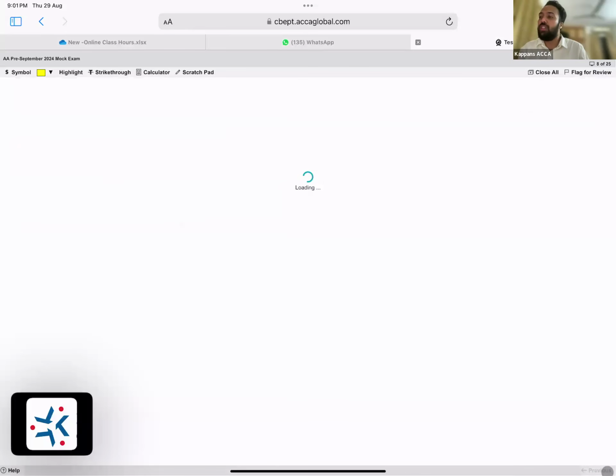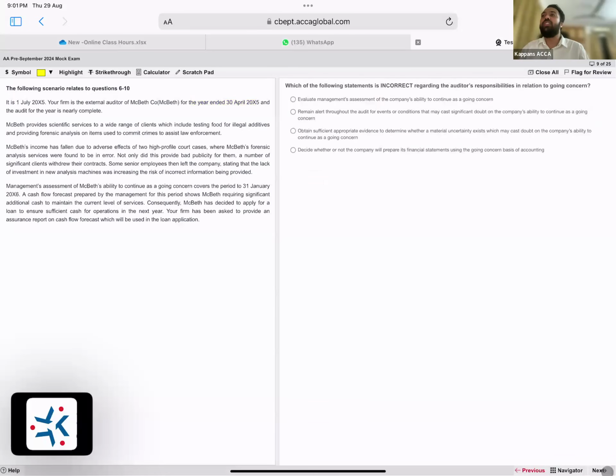Ninth one, which of the following statements is incorrect regarding the auditor's responsibility in relation to going concern? Evaluate management's assessment of the company's ability to continue as a going concern. That is the auditor's responsibility.